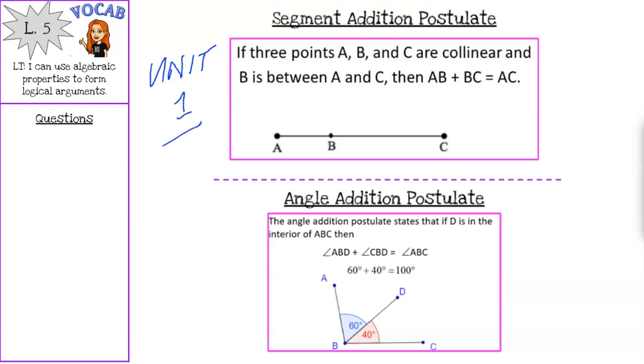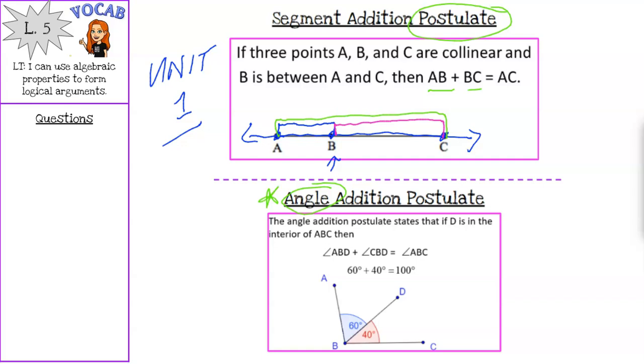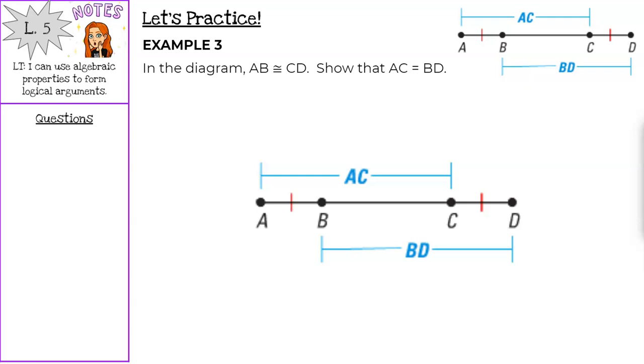If 3 points, A, B, and C, are collinear, so on the same line, and B is in between A and C, then AB, so this length right here, plus BC, this length right here, is equal to AC, this length right here. So that postulate lets us add two segment chunks to make the whole segment. And it also works for angles. So now we can do our last example.